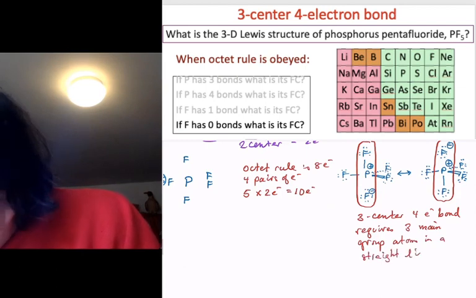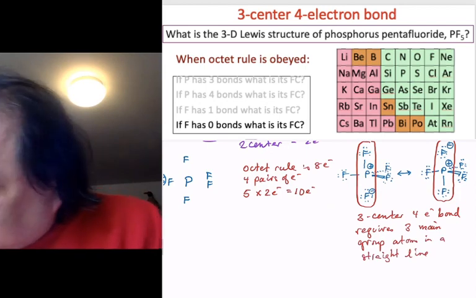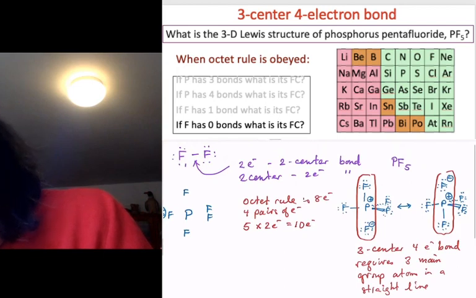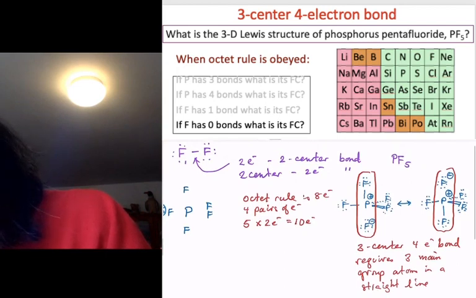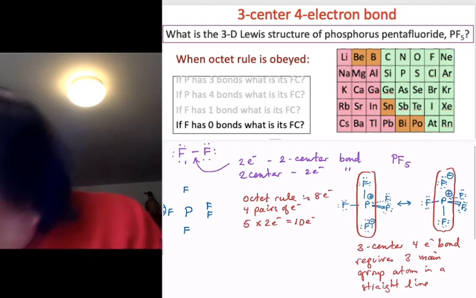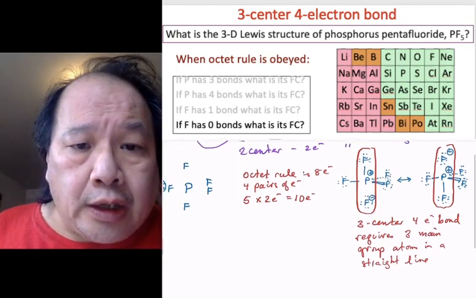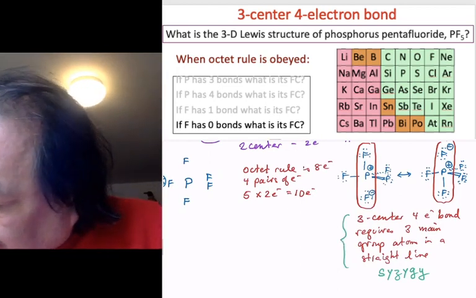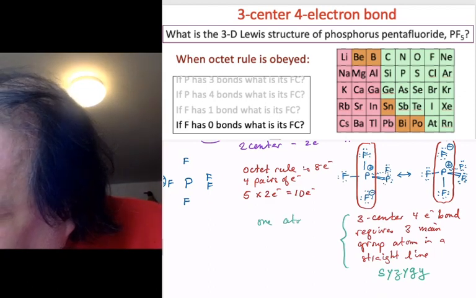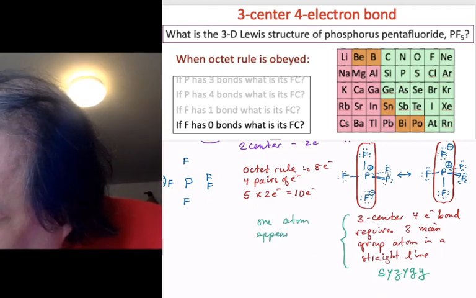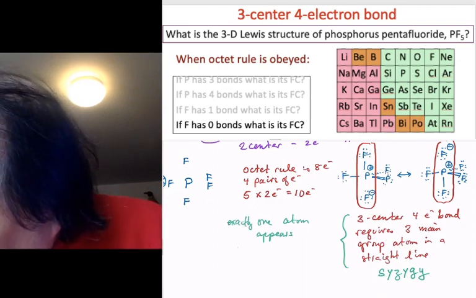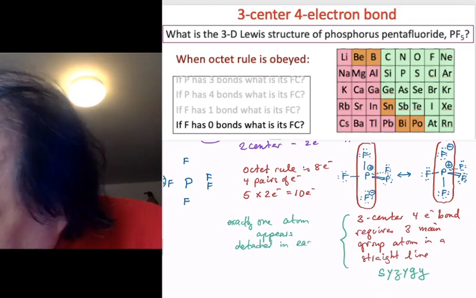3 bodies in a straight line has that great word in the English language, one of the greatest words in the English language, which I barely know how to pronounce even, syzygy. The best word out there for hangman. Okay, and in the 3-center 4-electron bond, exactly one atom appears detached in each resonance structure.